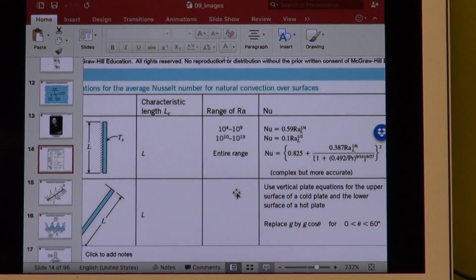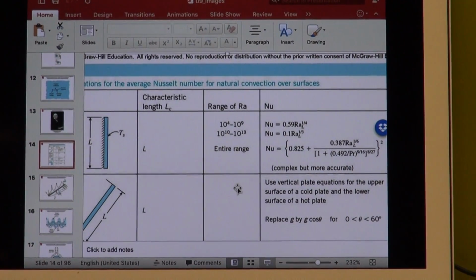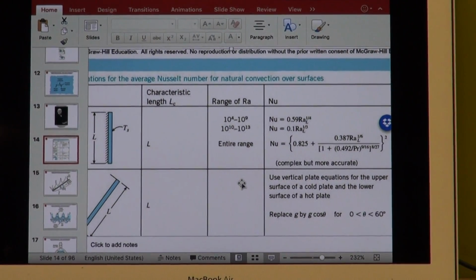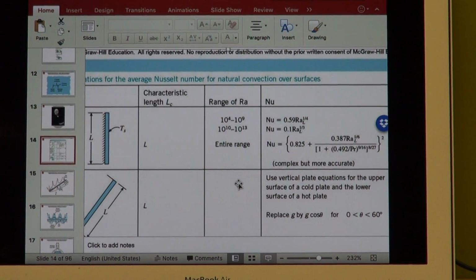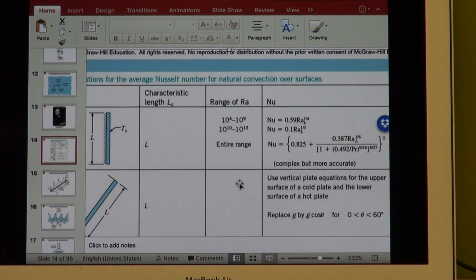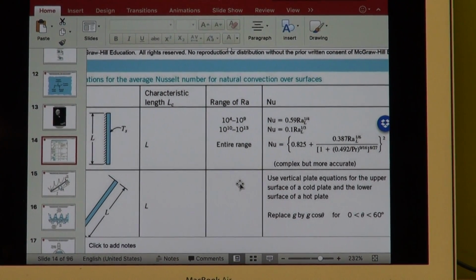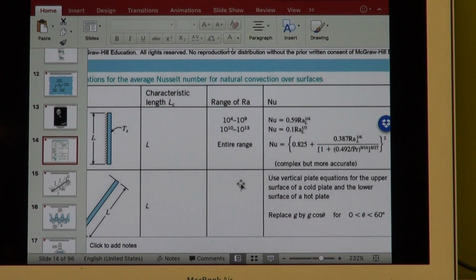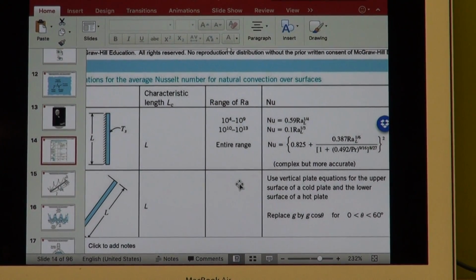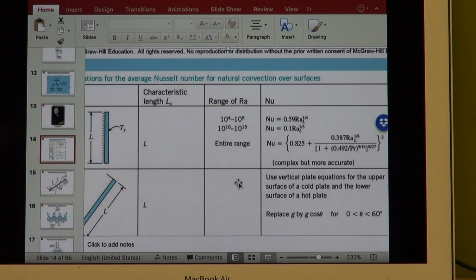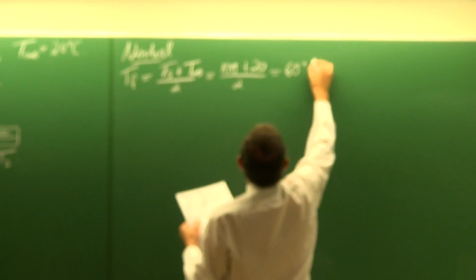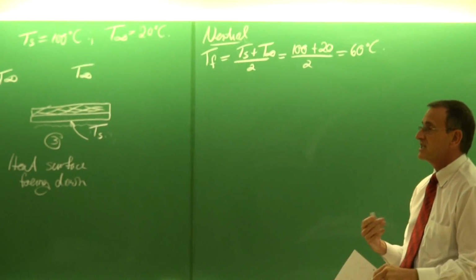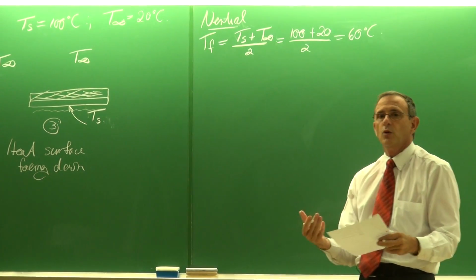Now, the Prandtl number is always at what temperature? And the Rayleigh number, there's also a property that we need to get at a certain temperature. Now, what temperature do we use? We use the film temperature. So the film temperature is the average of the surface temperature plus the environment temperature divided by 2. So in this case, it is 100 plus 20 divided by 2. So our film temperature is 60 degrees Celsius, and that is the temperature where we have to go and get all the properties.